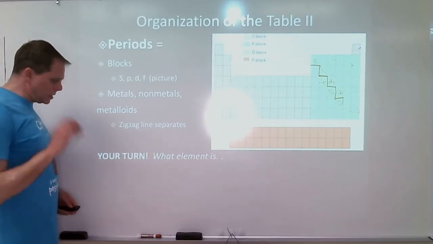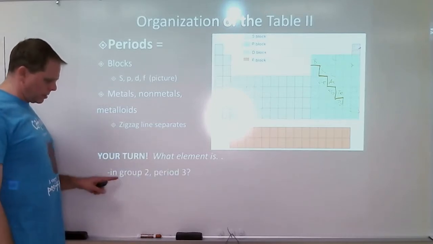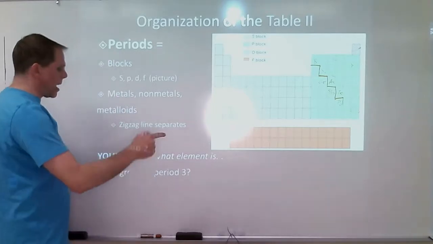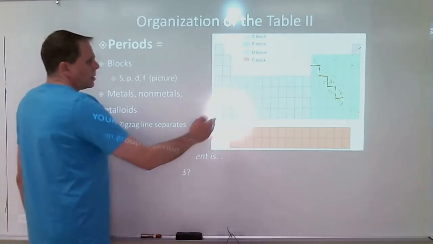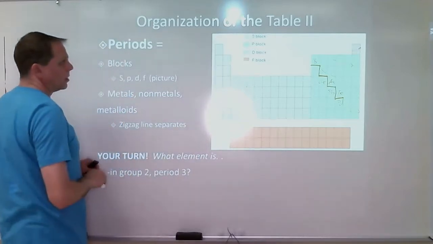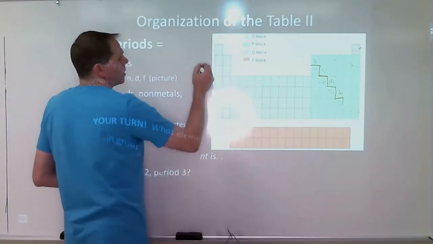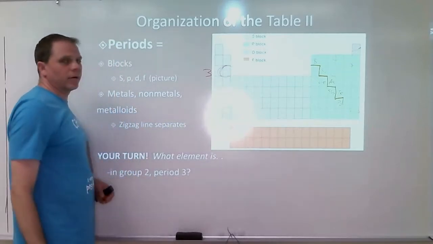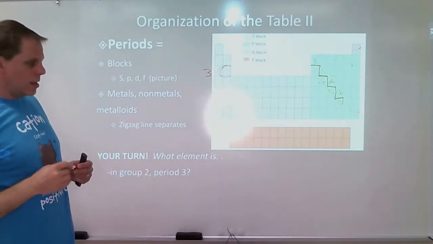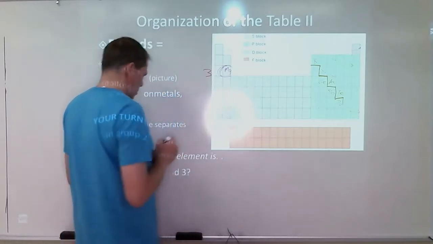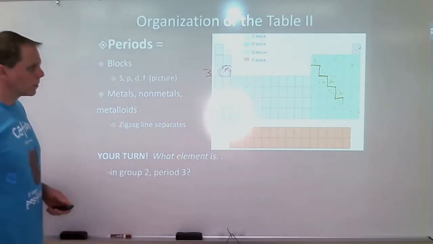What element is in group 2, period 3? Let's see if you can figure this out. Pause it and practice, and you're back. Group 2, it's the second column, period 3. 1, 2, 3. Okay? So group 2, period 3. Which one intersects that? That one right there, right? And so that's going to be magnesium, element number 12, atomic number 12.